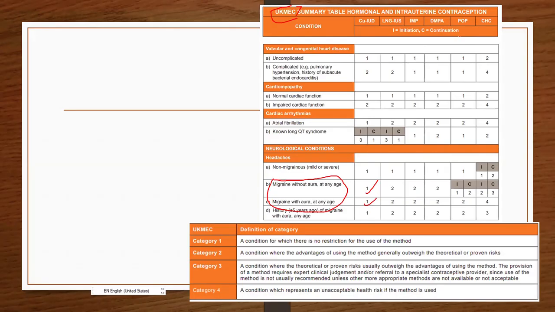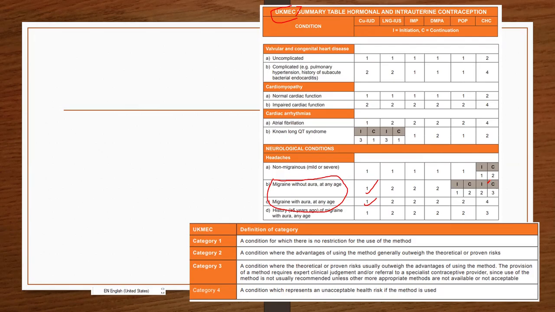Now let me show you your combined hormonal contraceptive. It is contraindicated. Actually, you can't use it. Progesterone only pills you can use actually. You can use them, but with a condition where the advantages generally outweigh the risk.